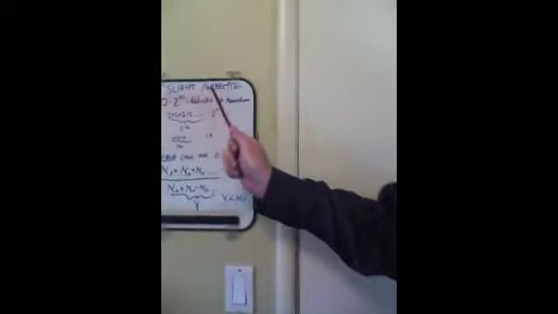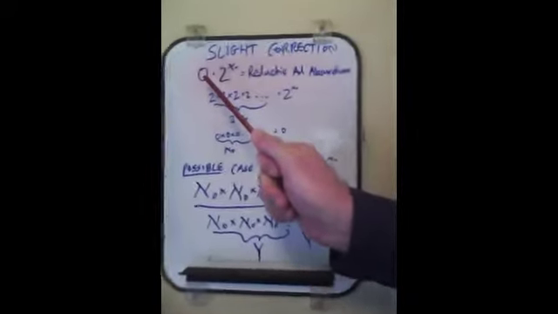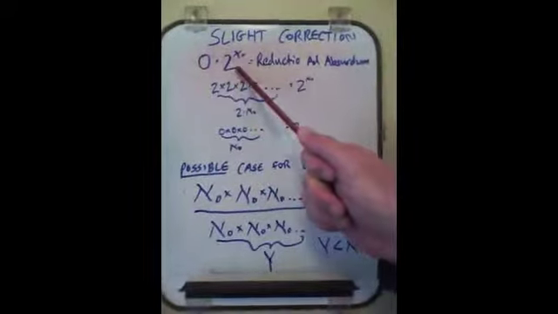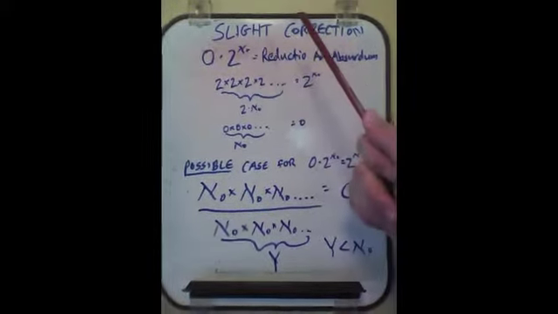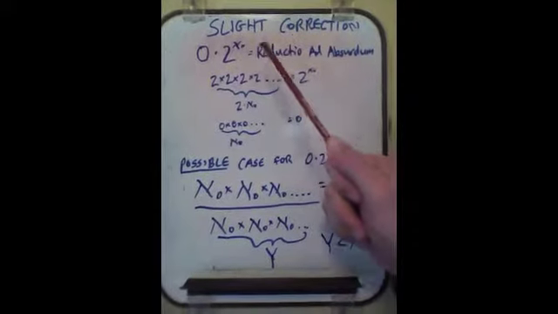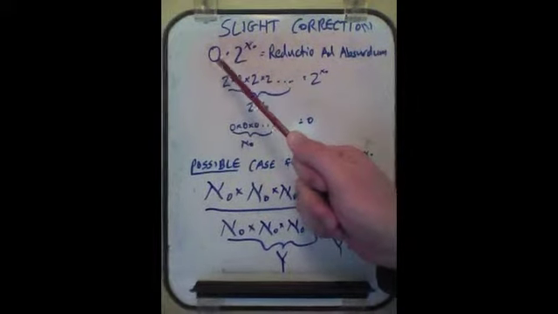Okay, so it's a slight correction. I implied that you could make a case that 0 times 2 to the Aleph naught is either 0 or 2 to the Aleph naught. I would argue that that is correct. However, I didn't really show that last time.